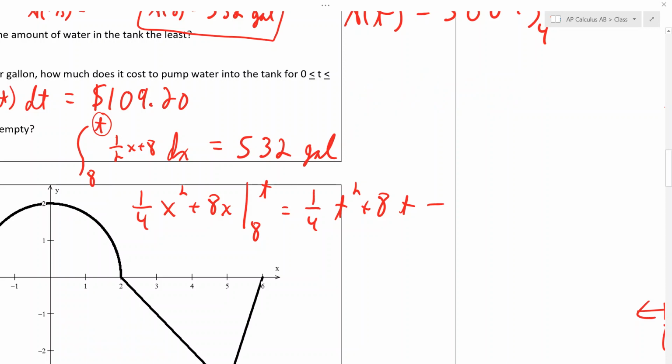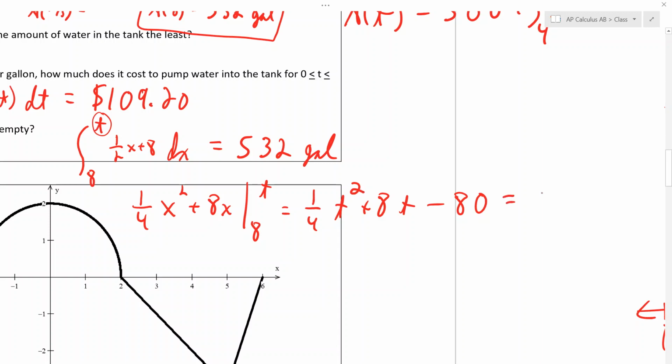What do you mean, plug 8 in that? 16 plus 64, 80? Did anybody get 80? No, we're going from 8 to t. I integrated it, right? I plugged in t, then you plug in 8. But it's 16, yeah, 16 plus 64. I think that's right. Oh, that's a 2, sorry. The t squared. Yeah, it's a 2.